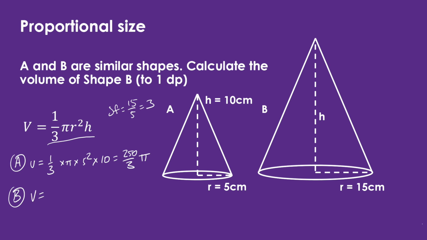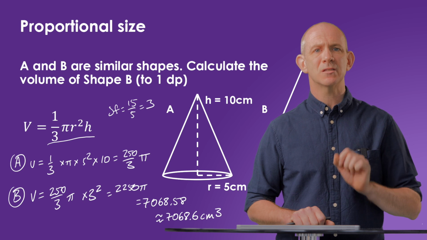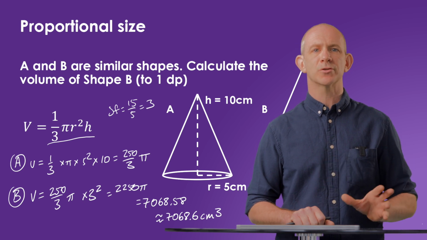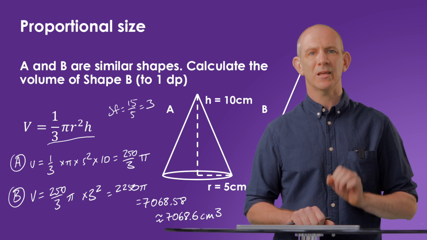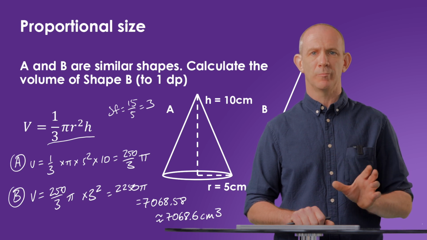I multiply that volume by the scale factor cubed, as this is a volume. 250 over 3 pi times 3 cubed gives us 2250 pi. If I convert this to a decimal, I get 7068.58, which I can round to 7068.6 centimetres cubed. This is used in several questions that I've seen in papers from across the awarding bodies, and an understanding of scale factors makes a complex problem a lot simpler.